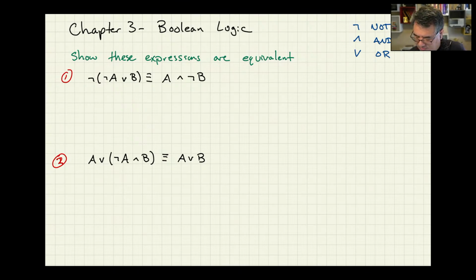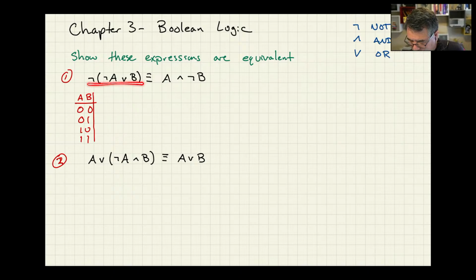So for this first one, we're going to start with a small table. We're just going to have A and B, our two variables. And we're going to write down all the possibilities. 0, 0, 0, 1, 1, 0, and 1, 1. So two variables, there's going to be 4 possibilities. And now we start building out our table to the right using some of the sub-expressions we see in the expressions that we're trying to prove.